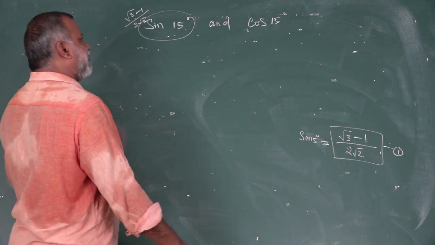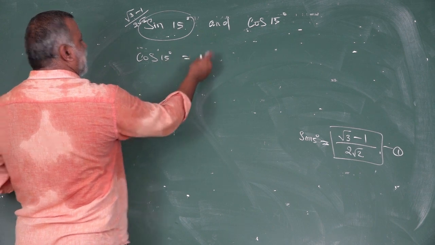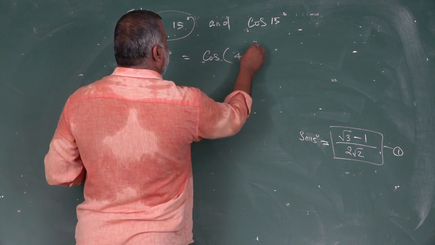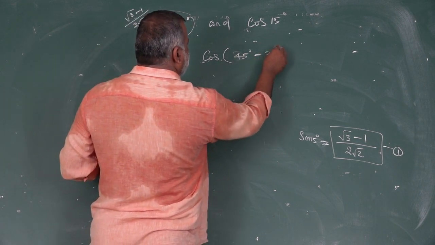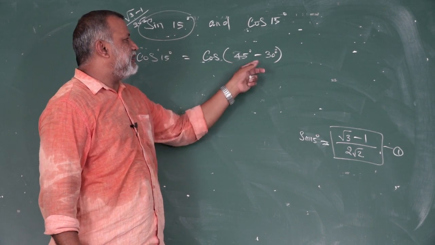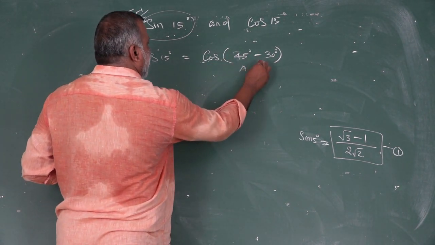Sin 15. In the same way, I am going to work out cos 15. Just now I explained cos 15 degree once again in the form of cos of 45 minus 30. 45 minus 30 we will get 15. So it is in the form of cos of A minus B.